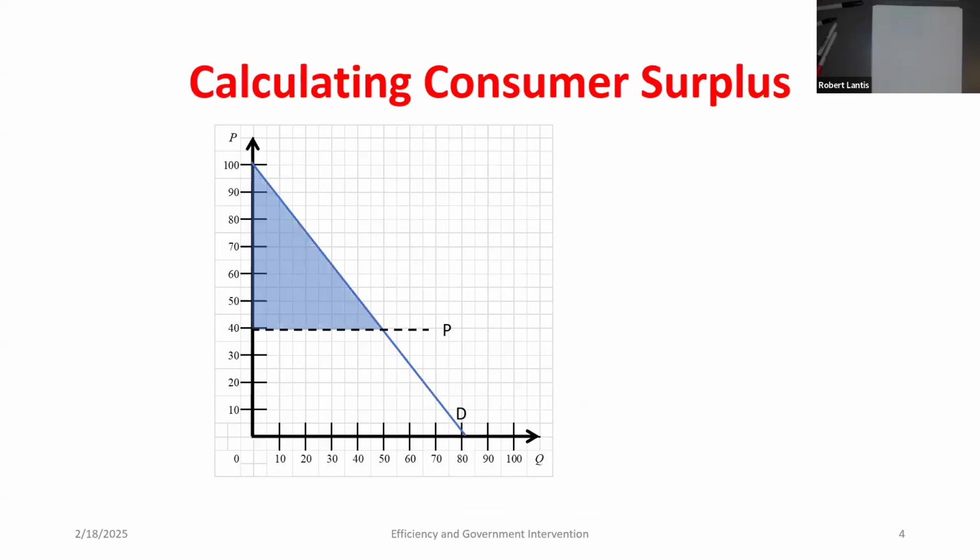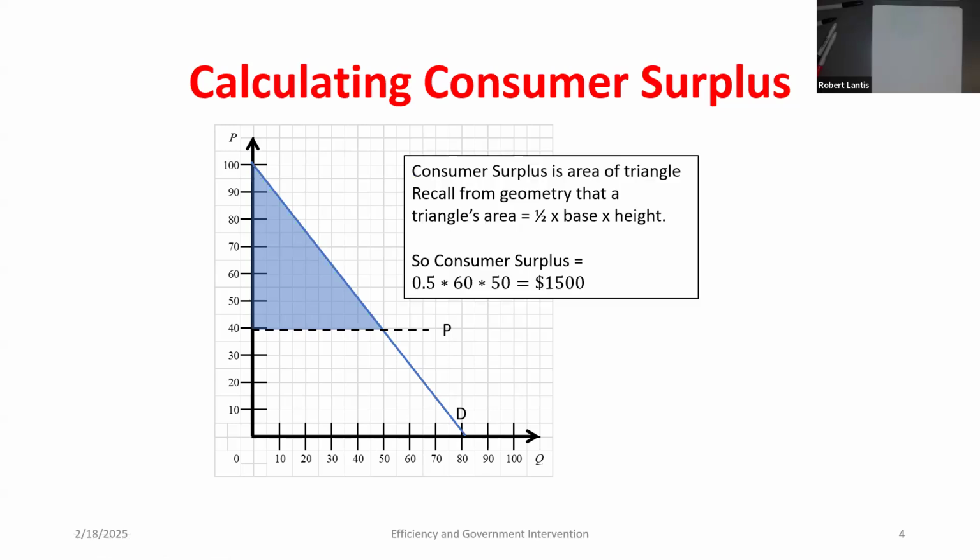So if I wanted to calculate consumer surplus, notice what's the shape? How do I find the area of a triangle? 1/2 times base times height, right? So what's the height of this triangle? It goes from 100 to 40, so 60. The base goes from 0 to 50, so 50. So 50 times 60 is 3,000, times 1/2 would give me that consumer surplus of 1,500. Right? So we're just finding the area of triangles here.